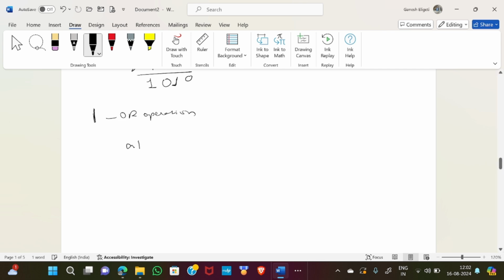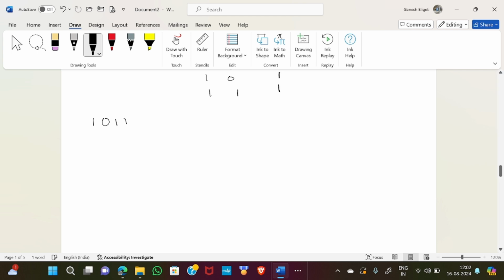Again the same thing, A or B. So in this, what will the table be? Let's see. OR table. This is A and B, A or B. So this is 0, 0, 0, 1, 1, 0, 1 and 1. So 0, 0 will again be 0. 0 or 1 is 1, 1 or 0 is 1, and 1 or 1 is once again 1.